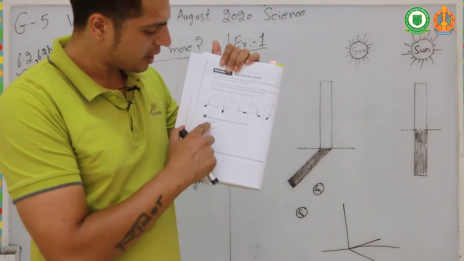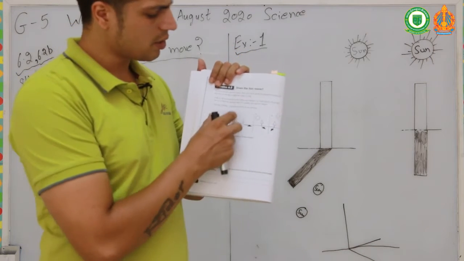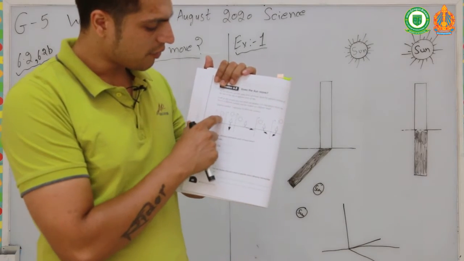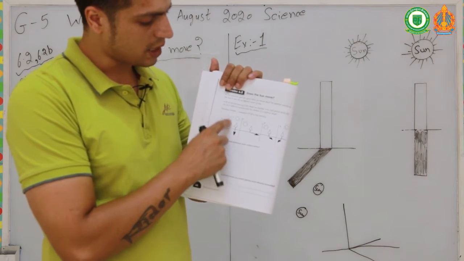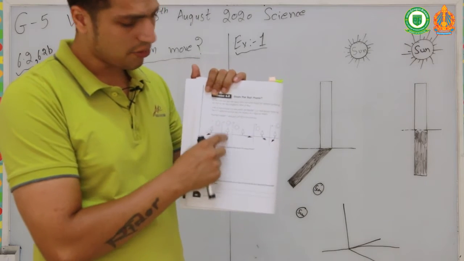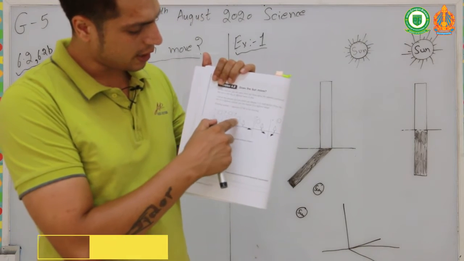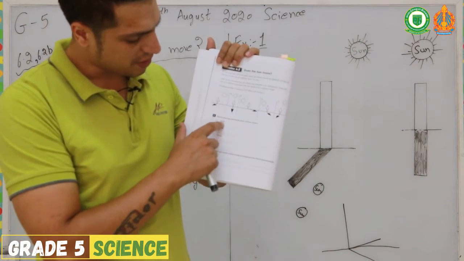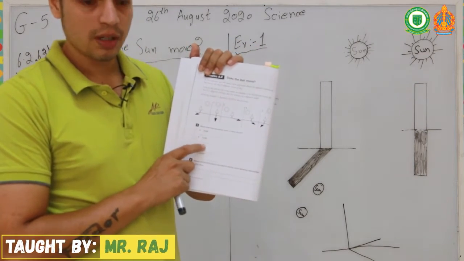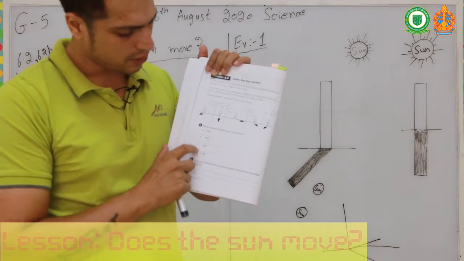So now your task is, which drawing represents each of these times? There is no particular pattern here, so you need to find out. If this one represents 7 o'clock in the morning, that means the sun has risen from this side. Then it moves here and then here and then here. So you have 10 o'clock, 13 means 1 o'clock in the afternoon, 16 means 4 o'clock in the afternoon, 19 means 7 o'clock in the evening. So you need to find out.